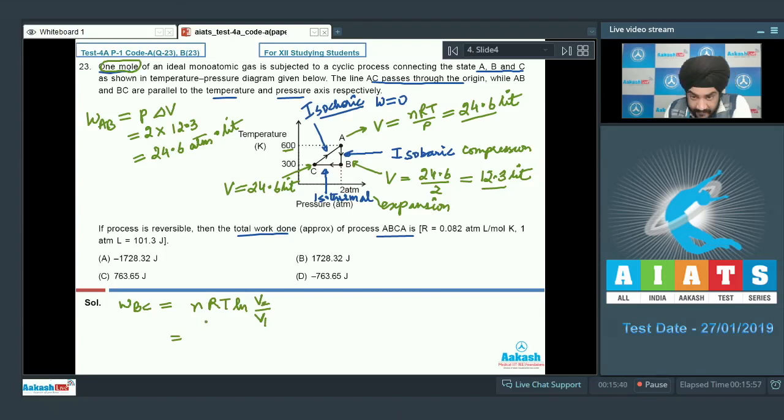The value of n is 1, R is 0.082. Temperature is kept constant at 300 Kelvin, and the volume is doubled. It goes from a value of 12.3 to 24.6. So ln 2. On simplification, there will be a minus sign also. So this on simplification will give us a value of approximately minus 17.04 atmosphere liters.